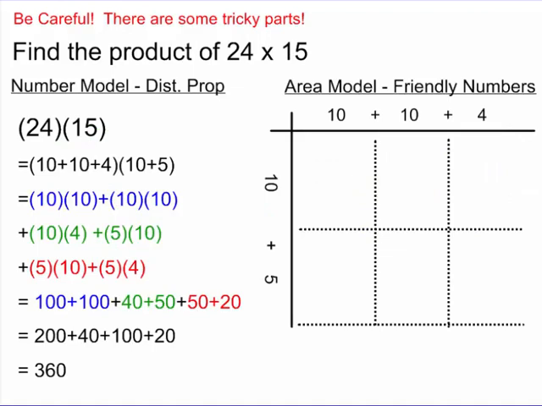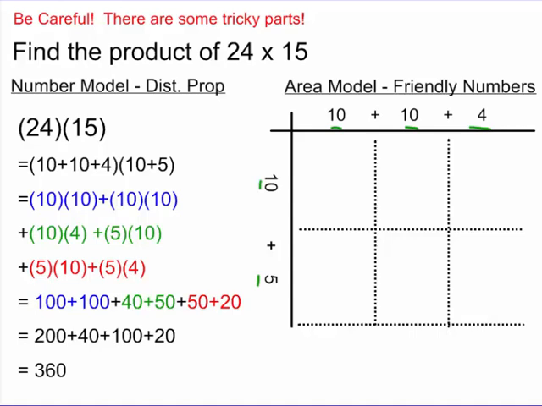So our final example, hopefully it doesn't skip too far ahead. Hooray. We're going to multiply 24 times 15, but I'm going to do this a little differently. I'm going to break up the 24 into even smaller numbers. And this might be overkill for this particular question, but I want you to see how the distributive property works. When we look at the area model with friendly numbers, my 24 has become a 10 and a 4. My 15 has become a 10 plus a 5.